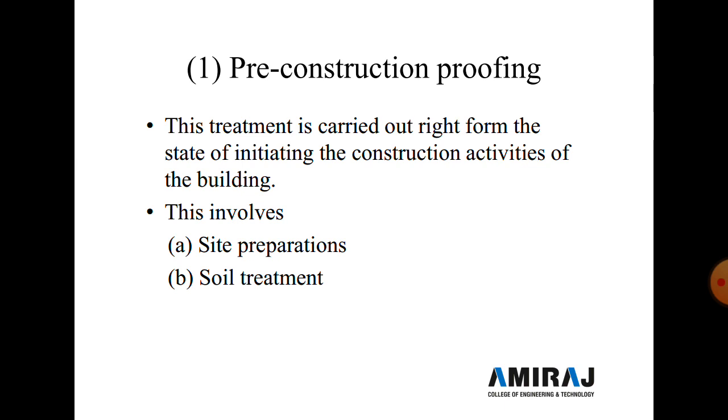So this operation consists of impregnation of the soil underneath the building and around the foundation of the building with insecticide solution consisting of different chemicals like aldrin, then heptachlor, and chlordane. So these three chemicals are generally used as a soil treatment.